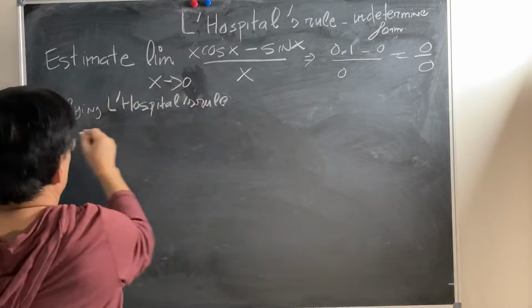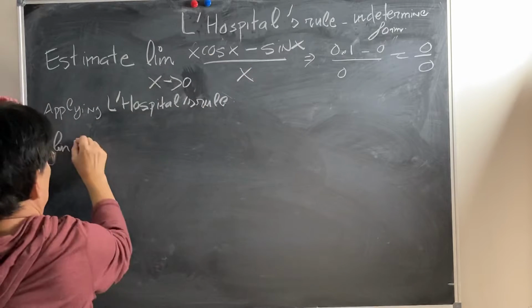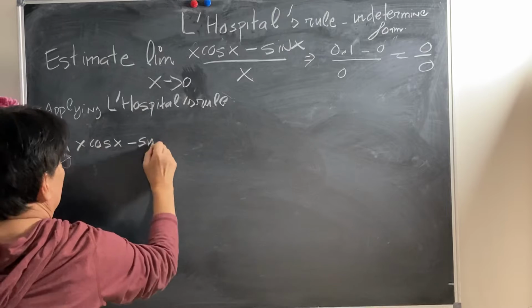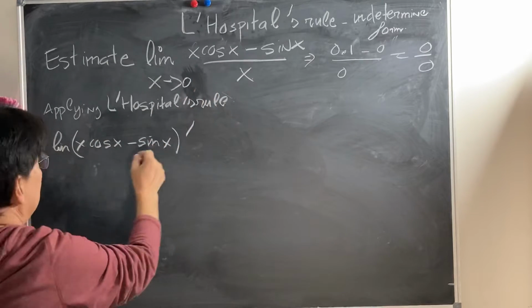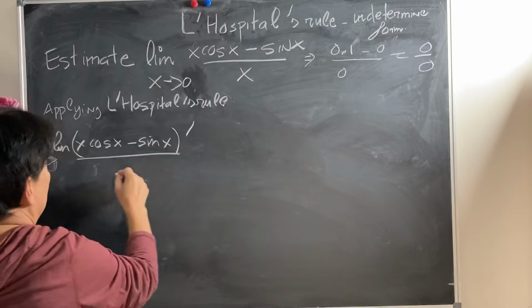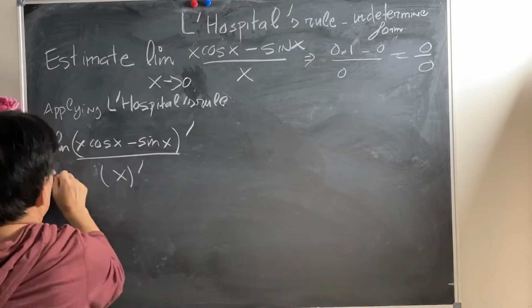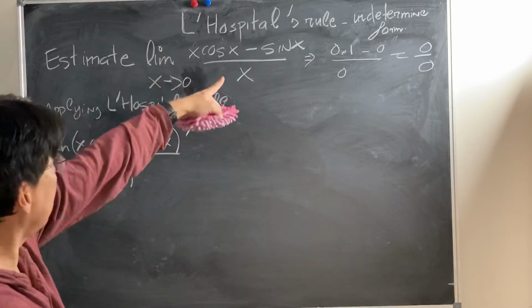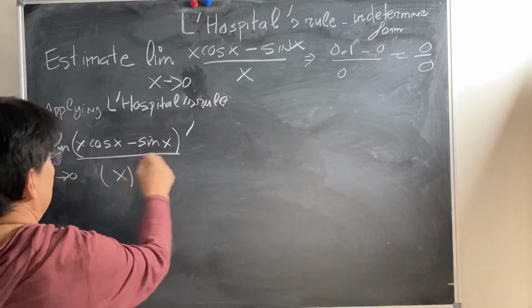If you take the limit, take the derivative of x cosine x minus sine x. Take the derivative of the numerator and divide by the derivative of the denominator. That goes to 0. So the limit of that and this will be equal. Now we just take the derivative of this.